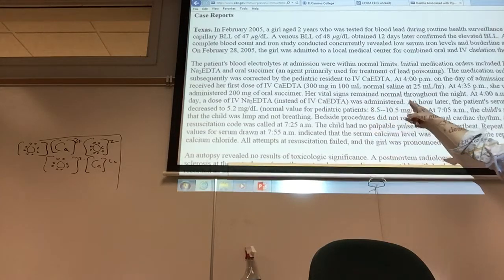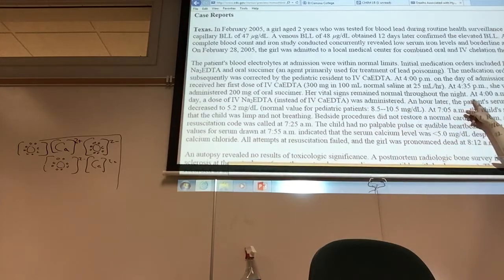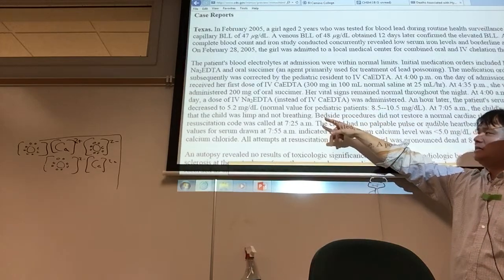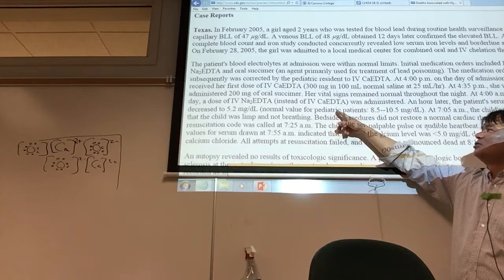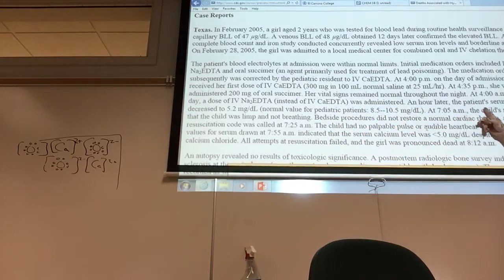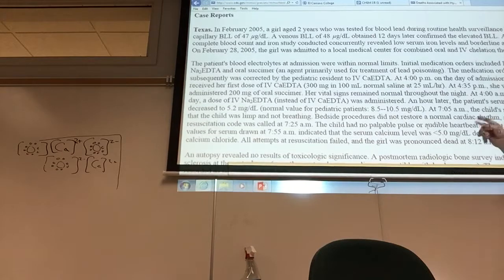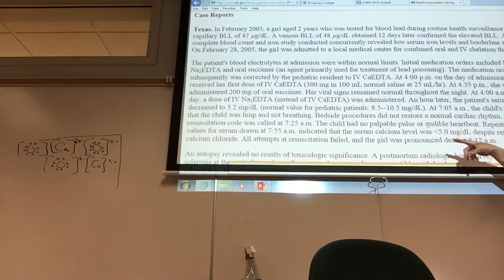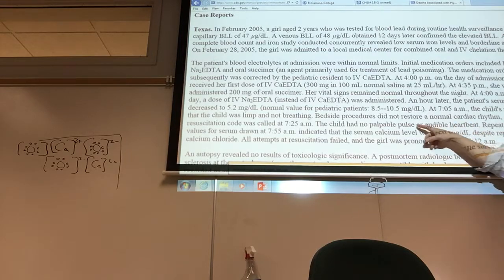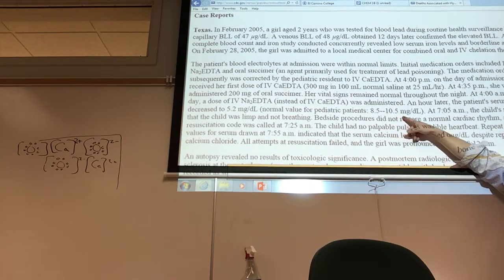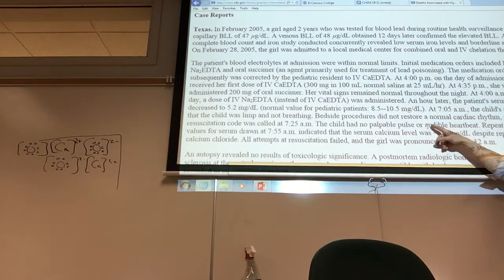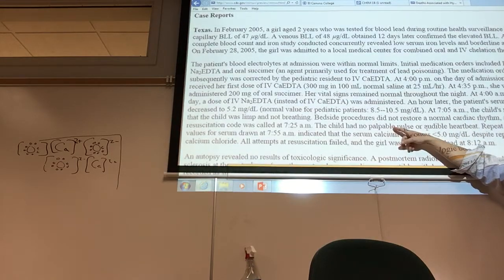Her vital signs remained normal throughout the night. At 4 a.m. the next day, a dose of sodium EDTA instead of intravenous calcium EDTA was administered. An hour later, the patient's serum calcium had decreased to 5.2 milligrams. So the EDTA is attacking the calcium in the bloodstream, where normal would be 8.5 to 10.5. At 7:05 a.m., the child's mother noticed that the child was limp and not breathing.